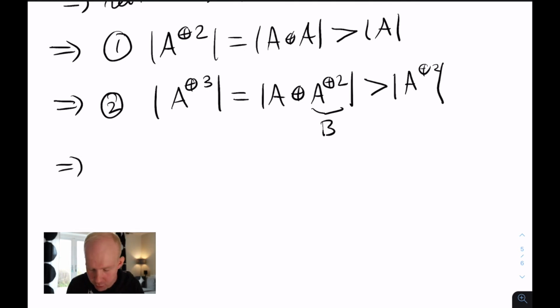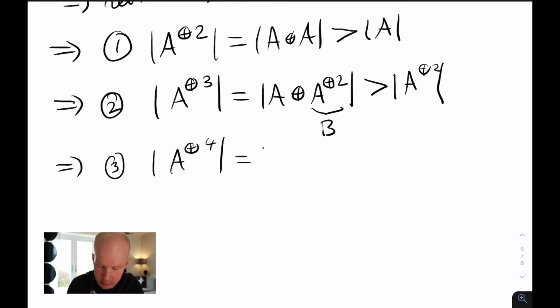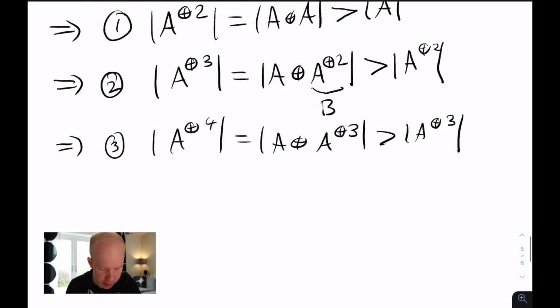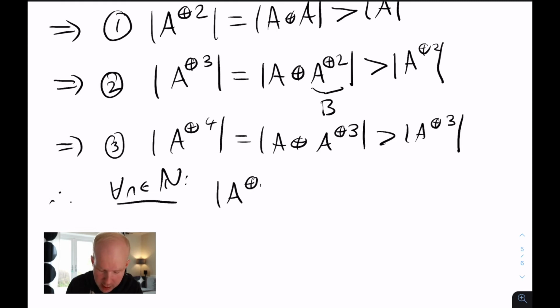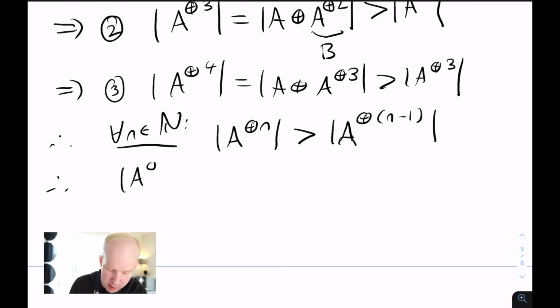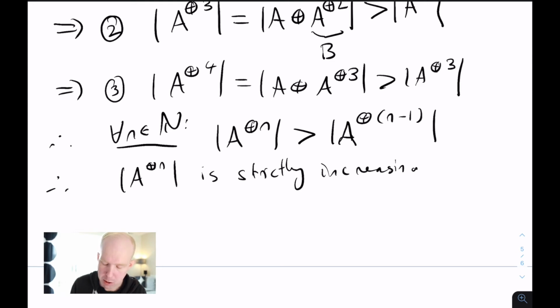Because we are applying it again with the same thing, 4A is A plus 3A, which is bigger than 3A, and so on. So it has to always increase with this property. In general, for any n in N, the cardinality of nA has to be bigger than that of (n minus 1)A. So it's an increasing sequence of cardinalities. So the cardinality of nA is strictly increasing in n.